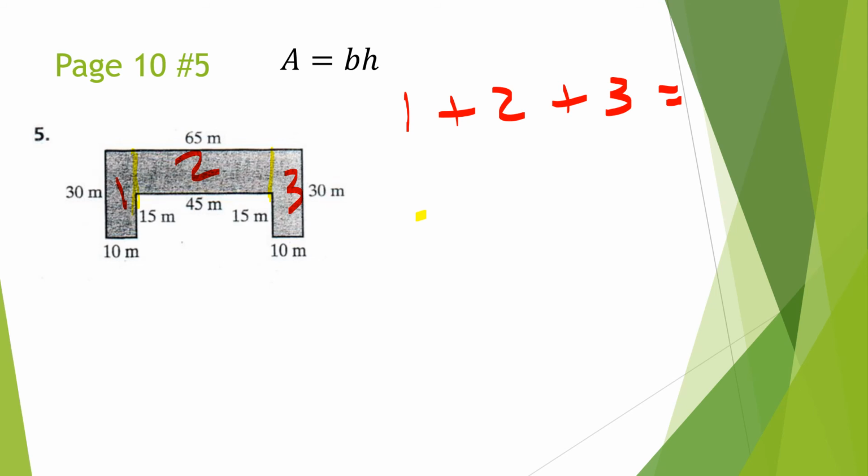You could also have done this method where you close it off. So you could kind of close this off as one big rectangle and then subtract the small one here. Or the third option would be kind of the same as the first one, but you could do this one big rectangle here and then these two little ones. All right, so these are your options.